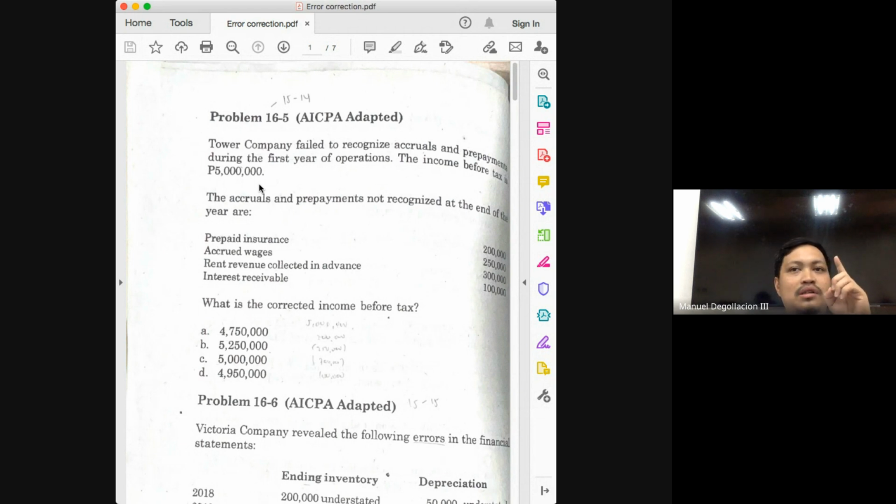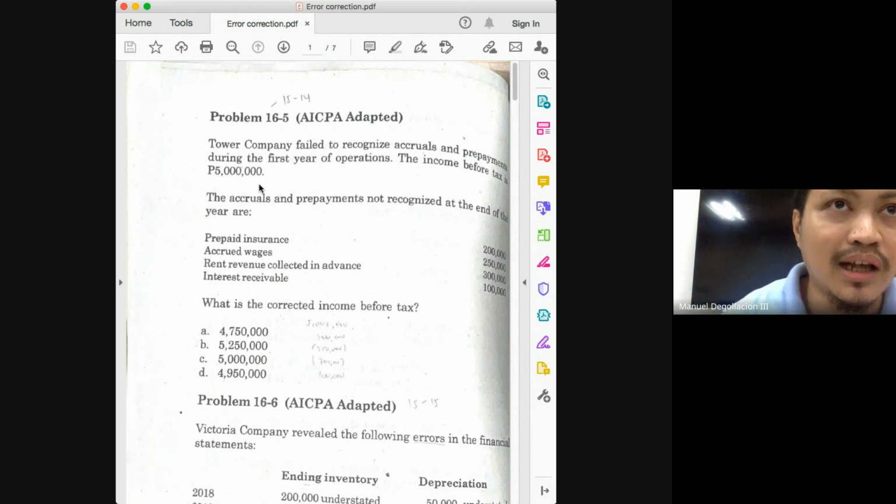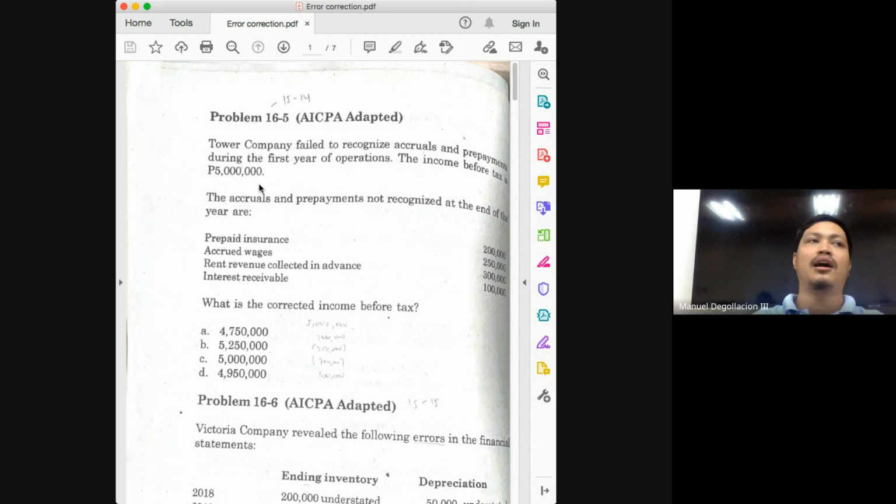If you fail to record salaries expense, what does that mean? Your salaries expense will be understated. So that means the amount included in your computation of net income for your salaries expense was understated. And what would be its effect on your net income? If salaries expense was understated, what is the effect on your net income? Net income was overstated. Okay, so that means, again, the net income is overstated.